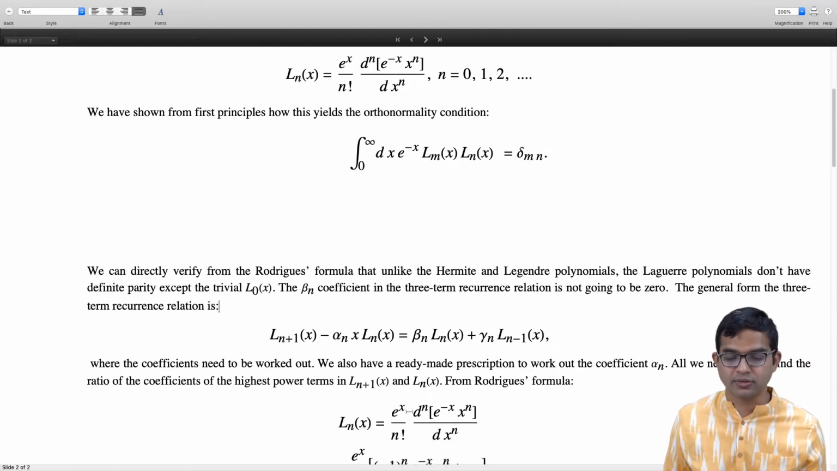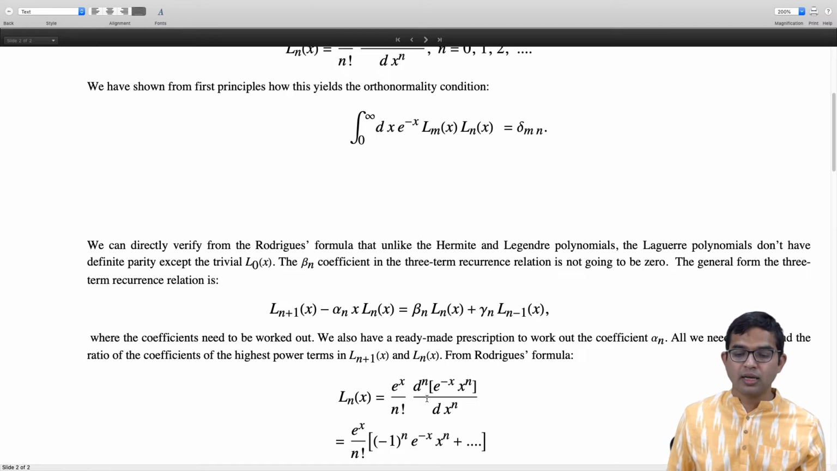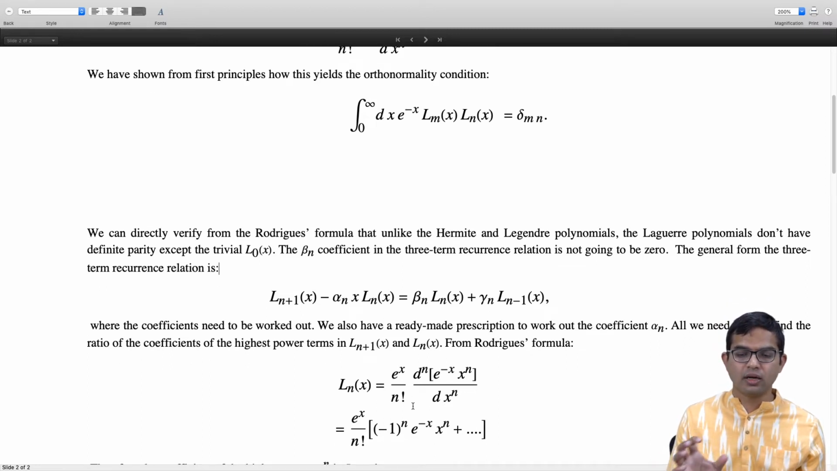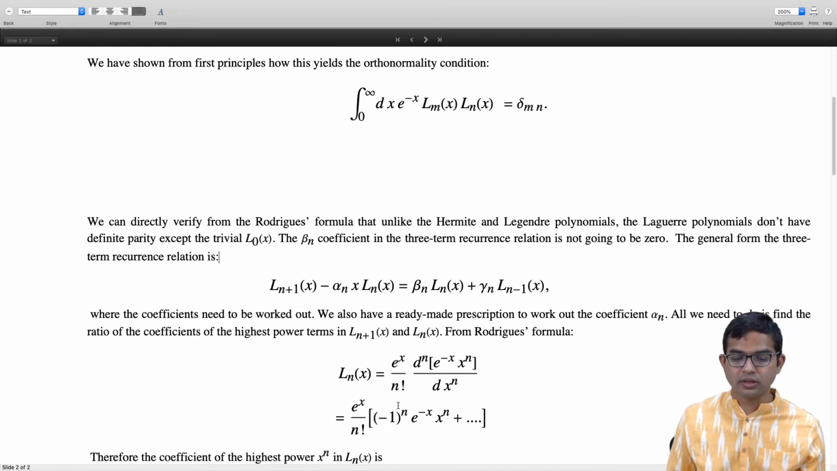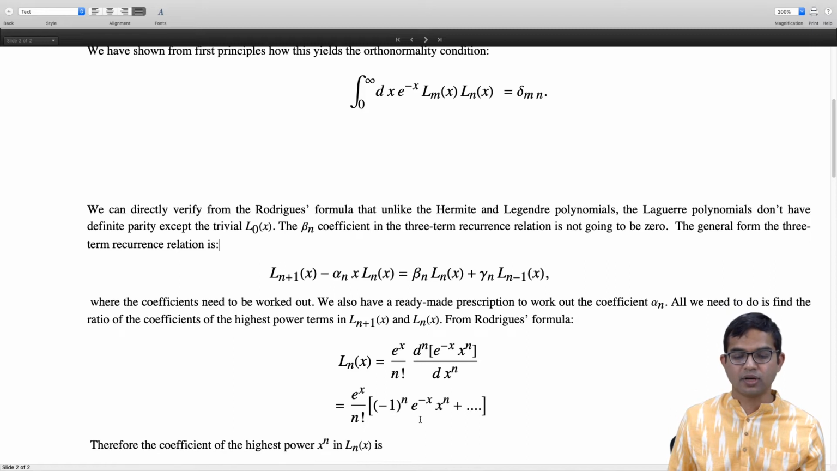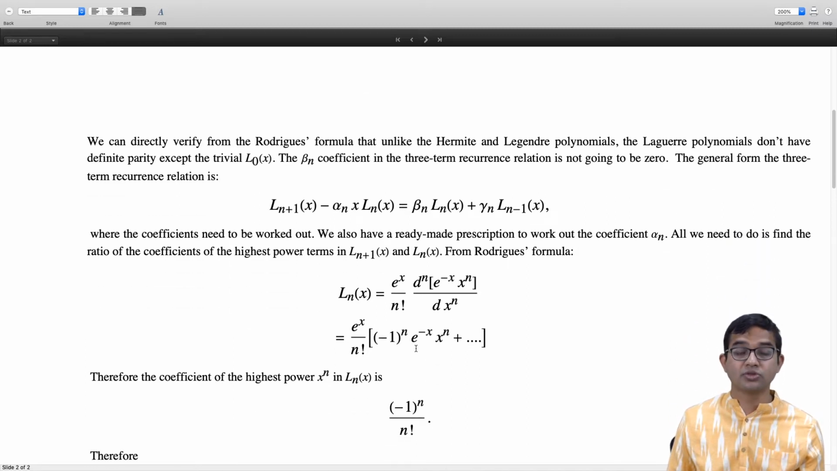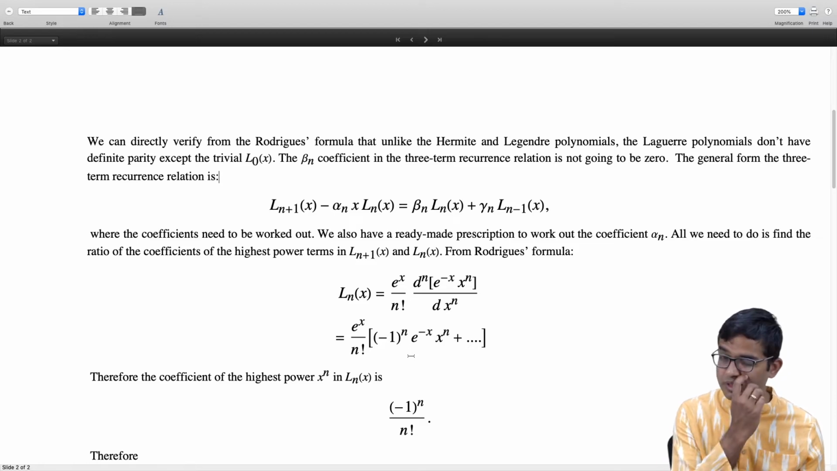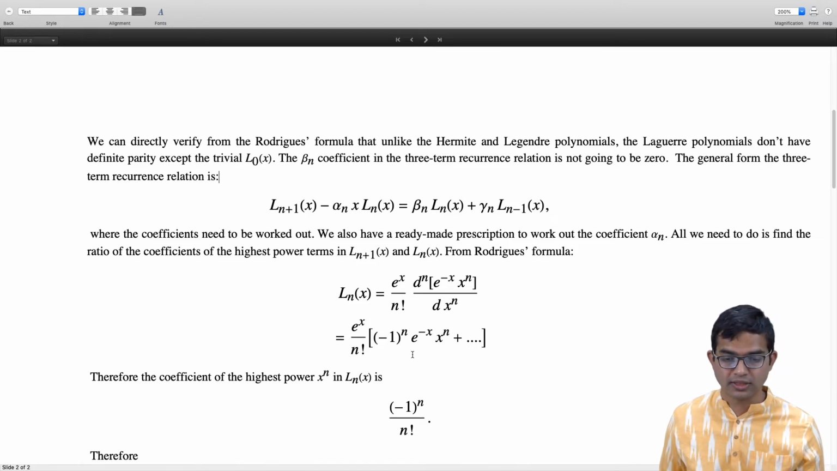L_n of x is equal to e to the x divided by n factorial times the nth derivative of this product, and then we quickly write down the highest order term in this. It's because it's going to be useful in a moment, as you'll see. So the highest order term is obtained when all these derivatives are taken only with respect to e to the minus x. So x to the n is left as it is, so it's an nth degree polynomial. So the highest order term is going to be when you just have minus 1 to the n divided by n factorial, basically, right? So the highest order term's coefficient is minus 1 to the n divided by n factorial. We have already seen this when we were working out the normalization integral.